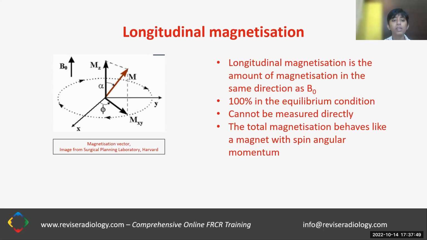So an interesting thing to note is that the total magnetization behaves like a single magnet with spin angular momentum. So the total magnetization, that is the sum of all of these protons together, is going to behave like a spinning magnet. So the proton itself is a tiny spinning magnet. It's also the effect of all these protons together in the external magnetic field is going to be that of a big spinning magnet.